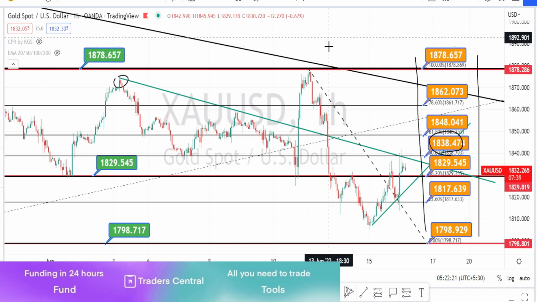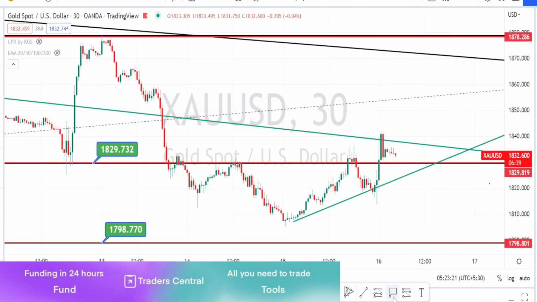Let us do the analysis in 30 minutes time frame. I am in 30 minutes time frame. In 30 minutes time frame, when we analyze the price action, here we have the hourly time frame trend line or the support line, and we are noticing the price action to bounce back from the resistance line from the hourly time frame, and it is consolidating within this support and resistance line from the hourly time frame.